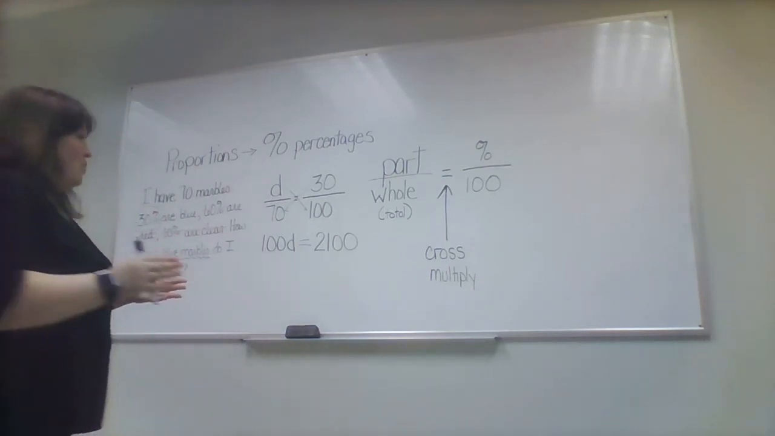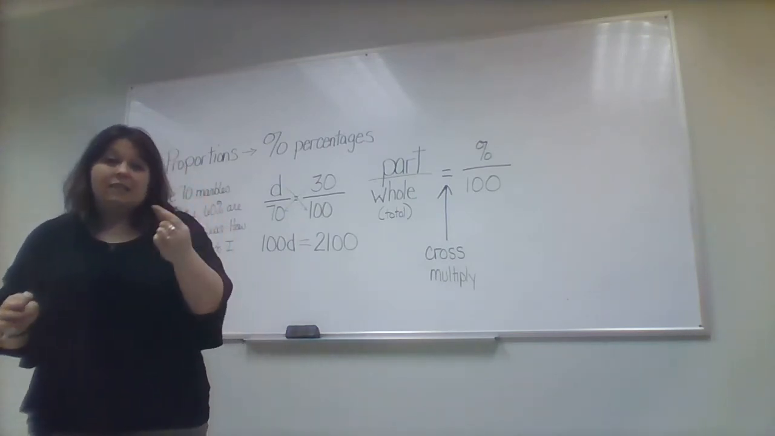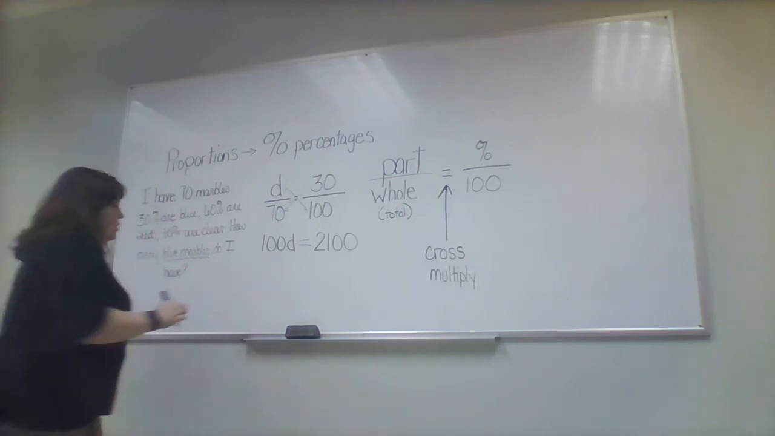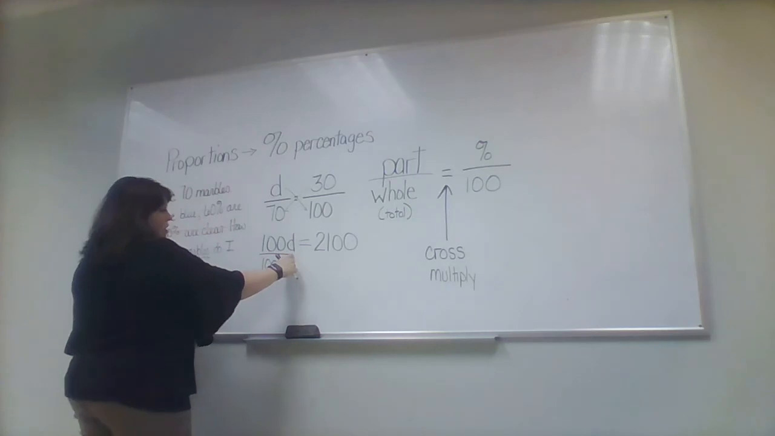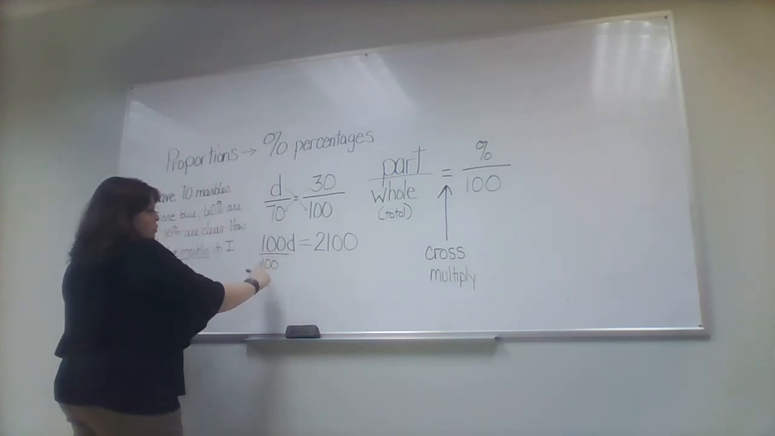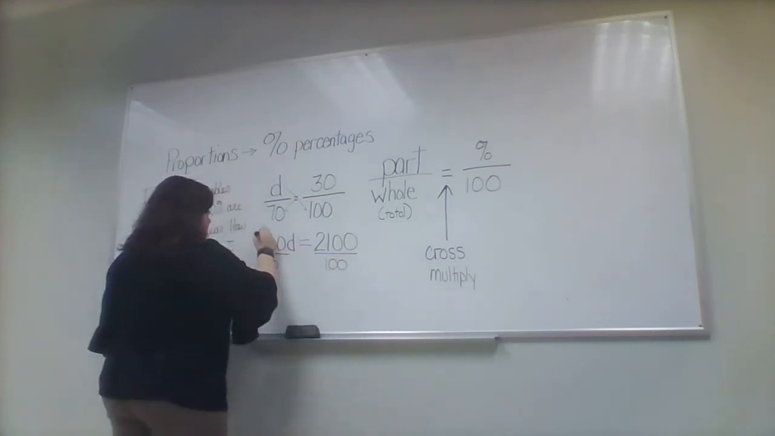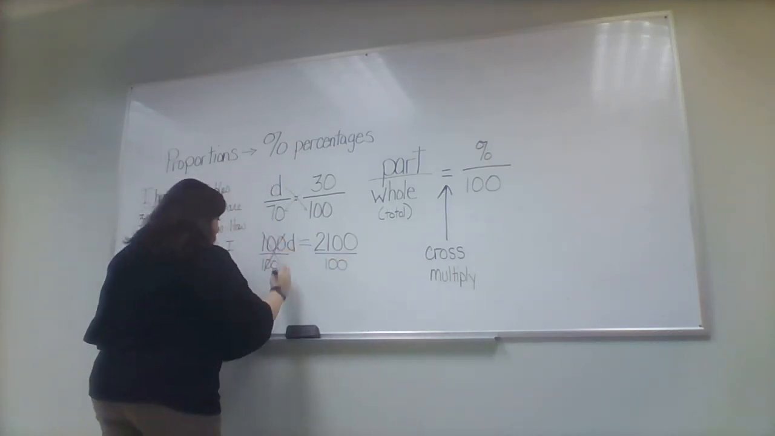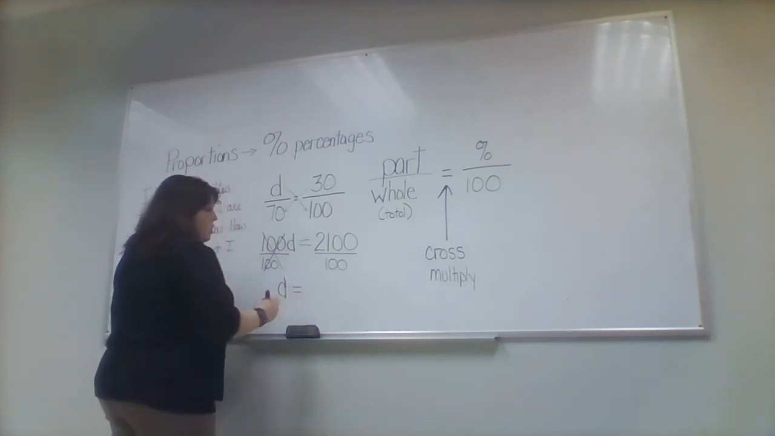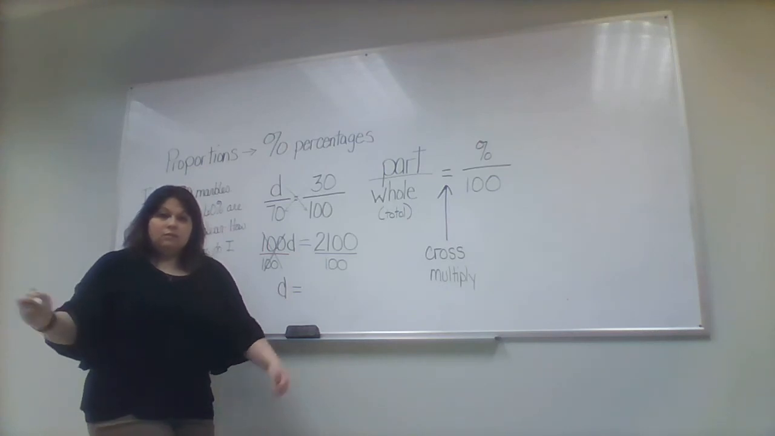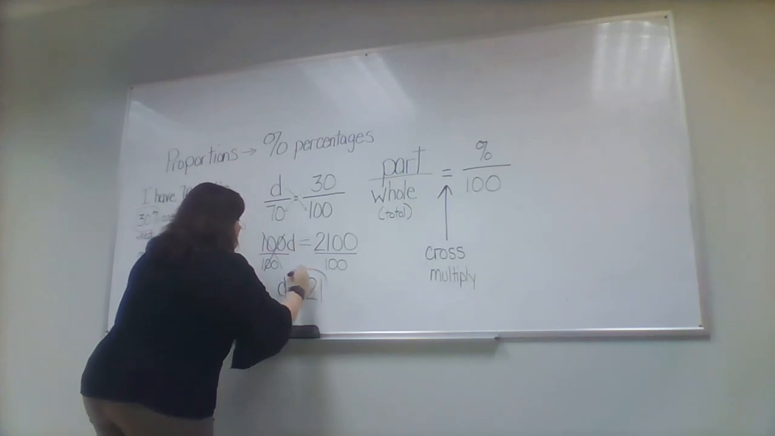So now that's for 100 of them though. I need to figure out just what one single D is. So we have to divide both sides by 100. So basically whatever number is in front of the letter, that's what you're going to divide both sides by. So this is going to cancel out, and we're going to have a D left over. So D is going to equal, calculator, answer? D is going to equal 21.